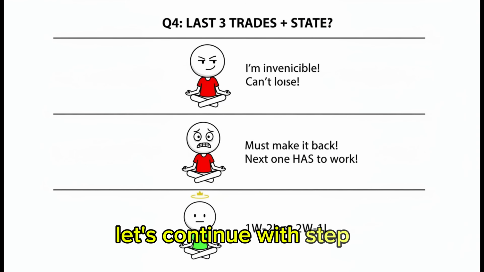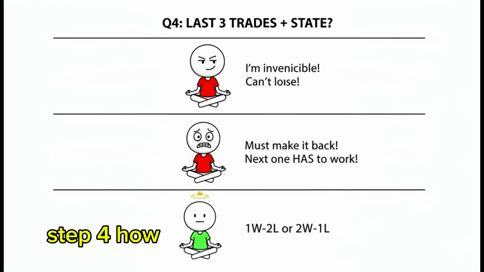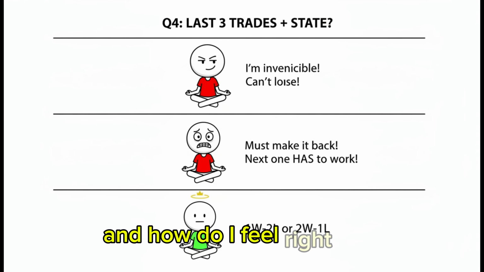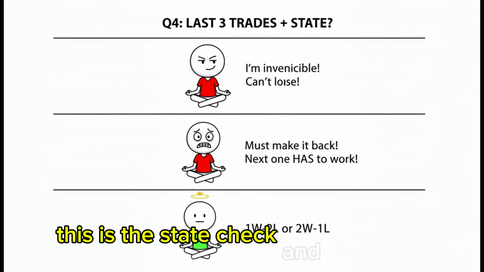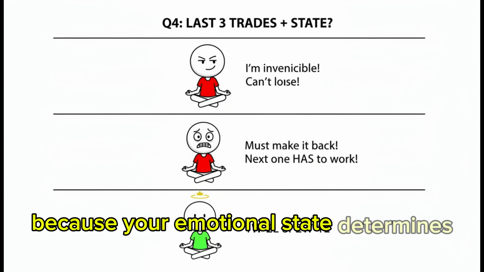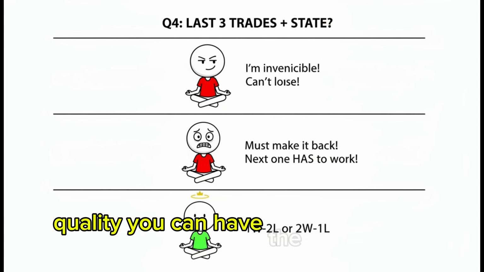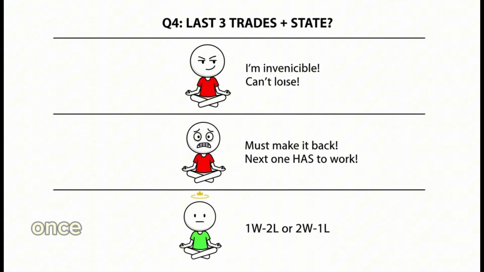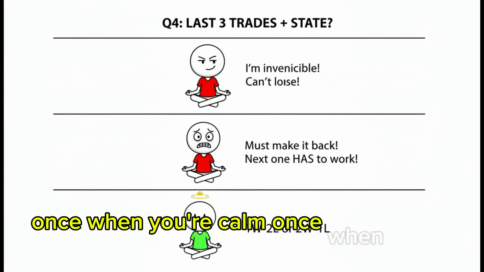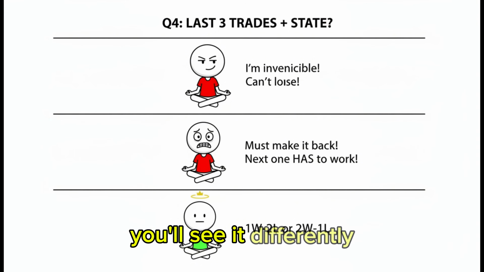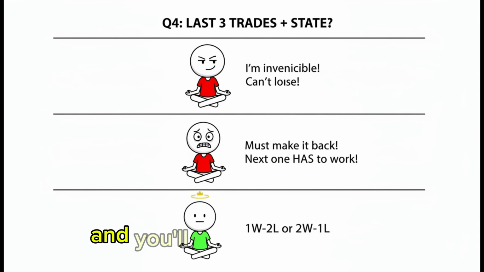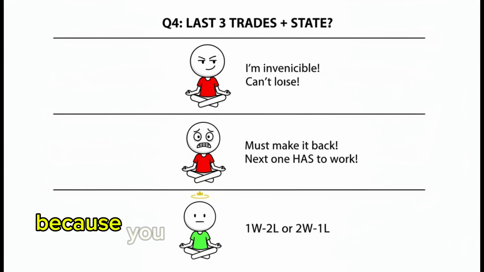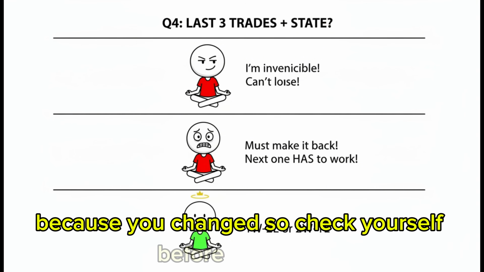Let's continue with step 4. Step 4. How did my last 3 trades go and how do I feel right now? This is the state check. And it's critical because your emotional state determines your decision quality. You can have the same setup show up twice. Once when you're calm. Once when you're tilted. You'll see it differently. You'll execute it differently. And you'll get different results. Not because the setup changed, because you changed. So check yourself before you trade.